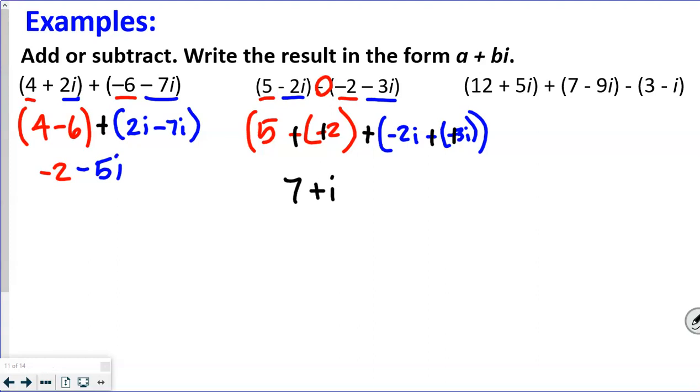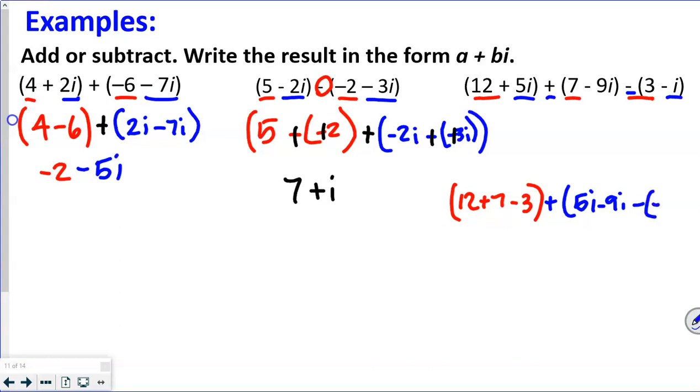Okay? Last one. Now this one has 3 different terms. Y'all notice that? So I've got real 12 plus real 7 minus 3. Okay? Now I got my imaginary parts. So I got my 5i plus a negative 9i. Remember, if I'm adding a negative, I'm just subtracting. Now we got minus a minus. Y'all got that? So I'm going to put that because I don't want to forget that. Okay? And that's a common error.